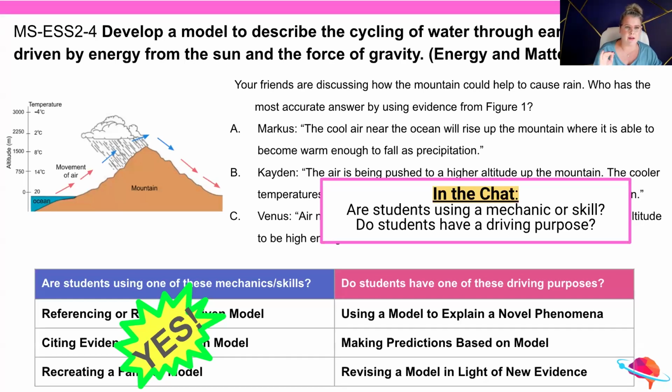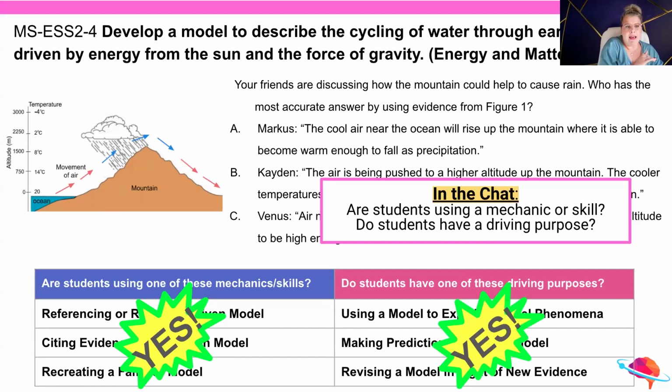So when we're looking at Marcus and Caden and Venus, they have to actually be pulling evidence from the figure. So we need to be referring to it. And then, do students have one of these driving purposes? Yes. One, I would hope this would maybe be novel phenomena if you're putting this on an assessment question. But two, they have to make a prediction as far as could mountains help cause rain?